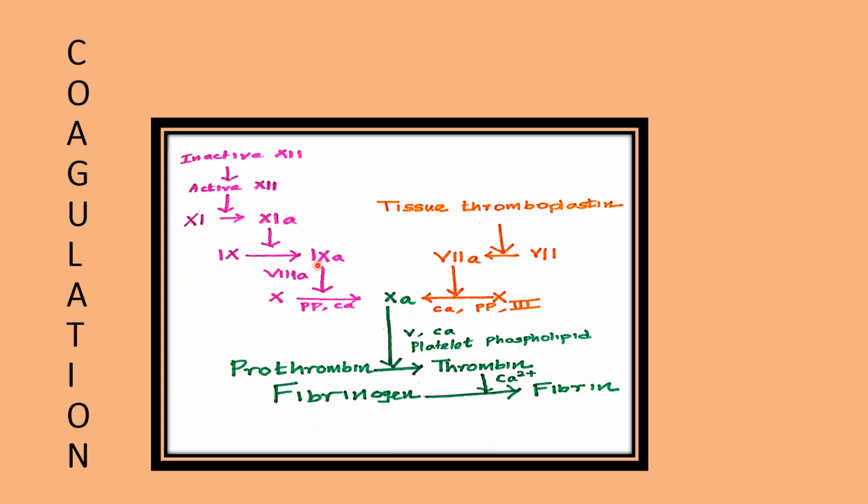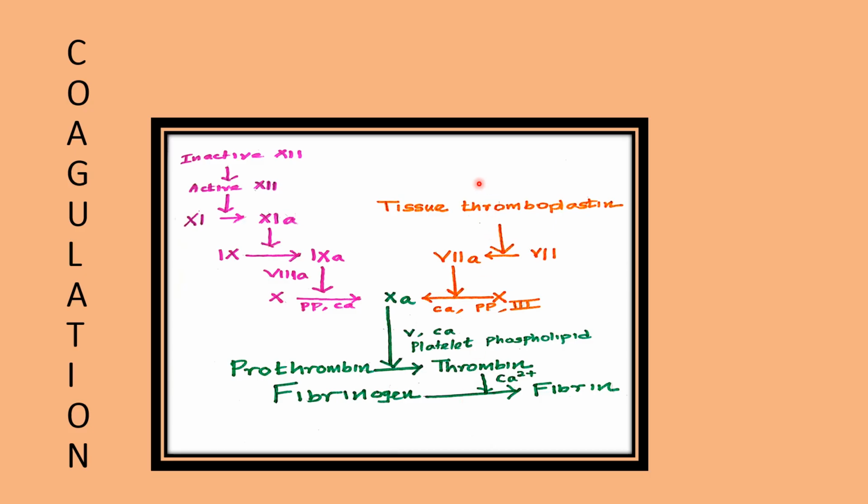Active factor 9 converts factor 10 to 10A, with the help of phospholipids, calcium and factor 8. Phospholipid at the injury site comes from the platelet phospholipids, which are the base for the clot-forming reactions. 10A converts prothrombin to thrombin, and thrombin converts fibrinogen to fibrin. This is the common pathway.